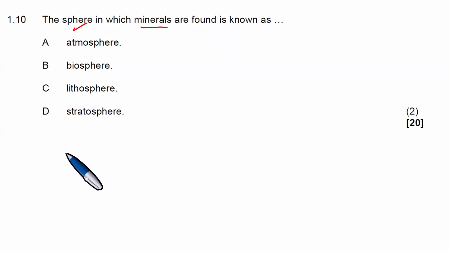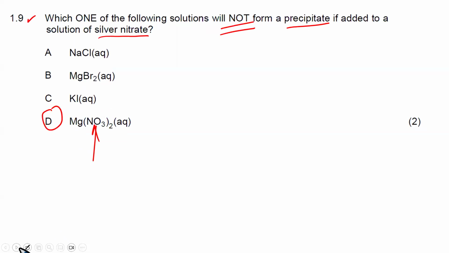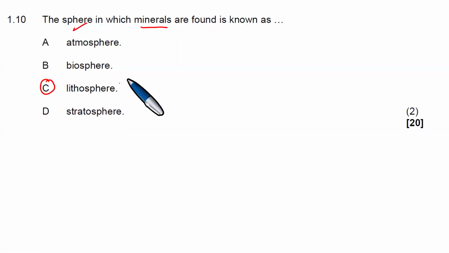Where do we find minerals like gold, silver, platinum, diamond, you name it? In 1.10, we find them in the lithosphere. So in the lithosphere, we find our minerals.